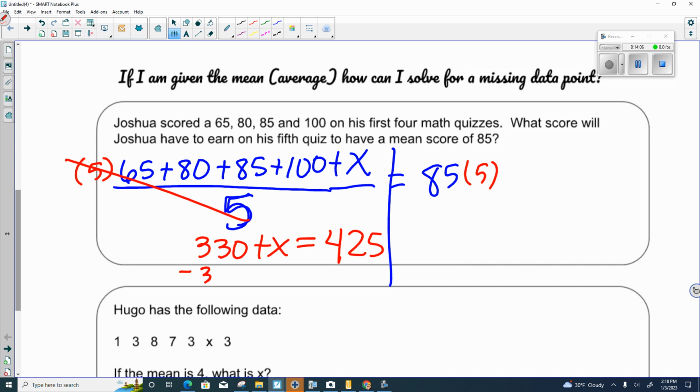Exactly. Yes. No, I just did that wrong. He needs 105%. I didn't borrow. The score that Joshua needs on that 5th test to end with an average of 85 in that class is a 95%. So the setups on these are going to be very similar.